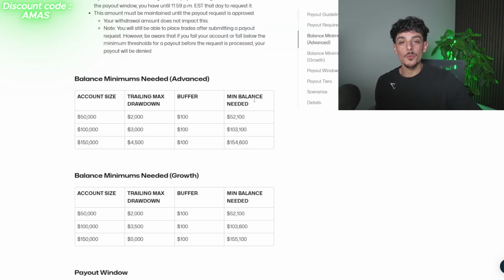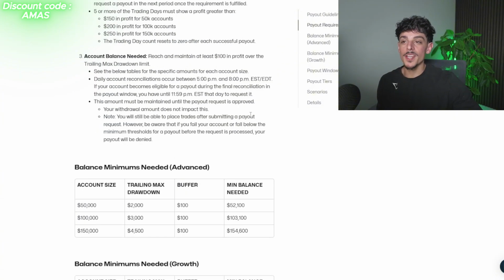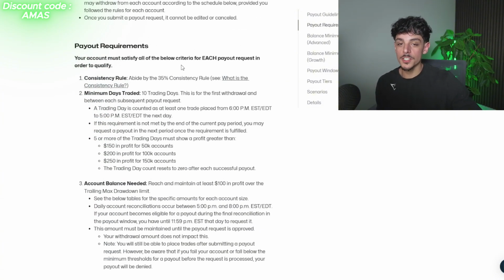Now let's talk about the payout rules of the advanced and growth accounts. So right here, as soon as you pass your evaluation on the advanced, you would need to pay $125 of activation fee, and under your growth account, you would immediately get funded.